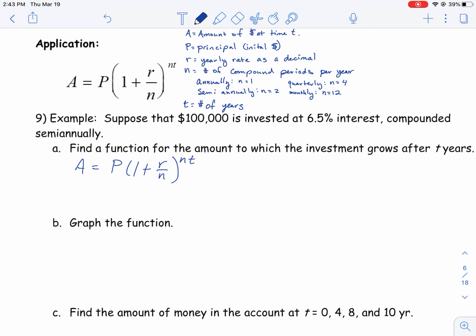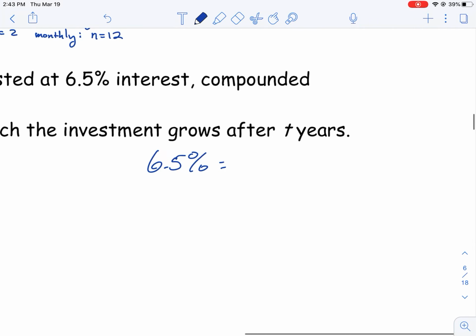So it asks to find the function for the amount at any time T. So A is going to be unknown, and I'm going to write it in function notation. A of T equals P. What's my principal, my initial amount of money invested? If you said 100,000, you're right. Then I do 1 plus R. R, my interest rate, is 6.5%, but that needs to be written as a decimal.